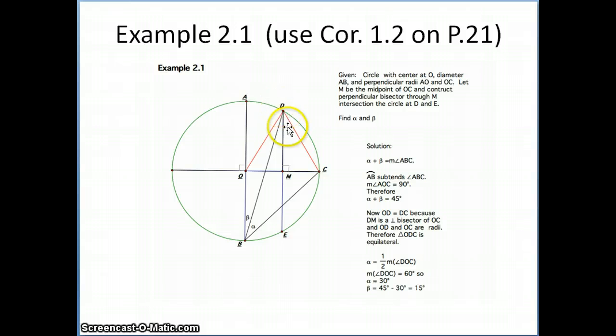So this DE can be considered the perpendicular bisector, because it's perpendicular to CO. It's also bisecting CO because M is the middle point. That's all given in the problem. And then we can connect B and D and connect B and C. So we get two angles, alpha and beta. We want to find out the measure of alpha and beta, and we will find how to find alpha and beta.